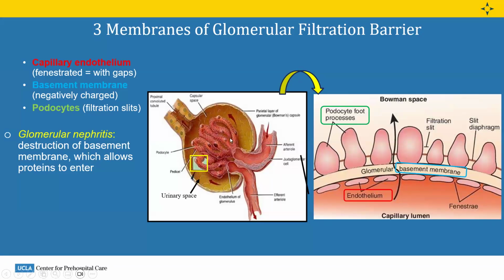So if we have damage to our basement membrane here, we can have an issue called glomerular nephritis. Because that layer is damaged, we can start to see blood plasma proteins entering our filtrate, such as albumin, and that's not a normal feature, right? If you also found blood cells in the urine, that would also be something not considered normal, right?